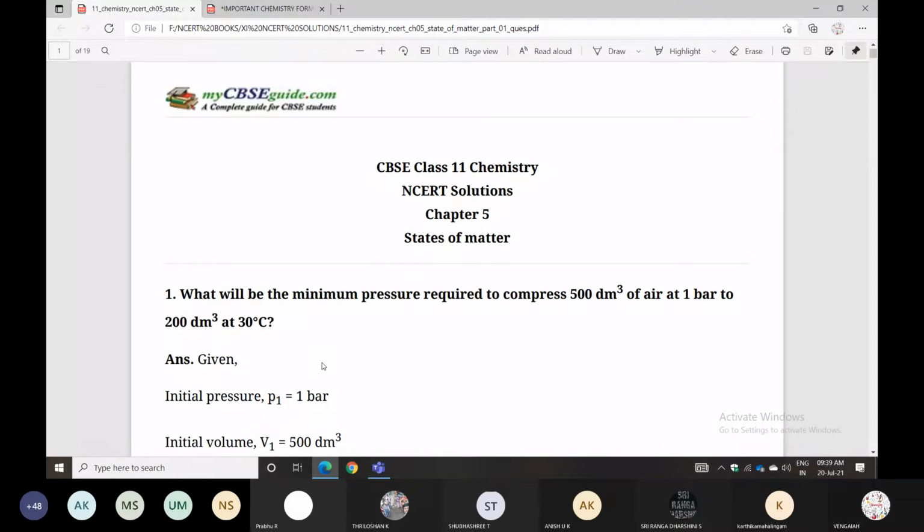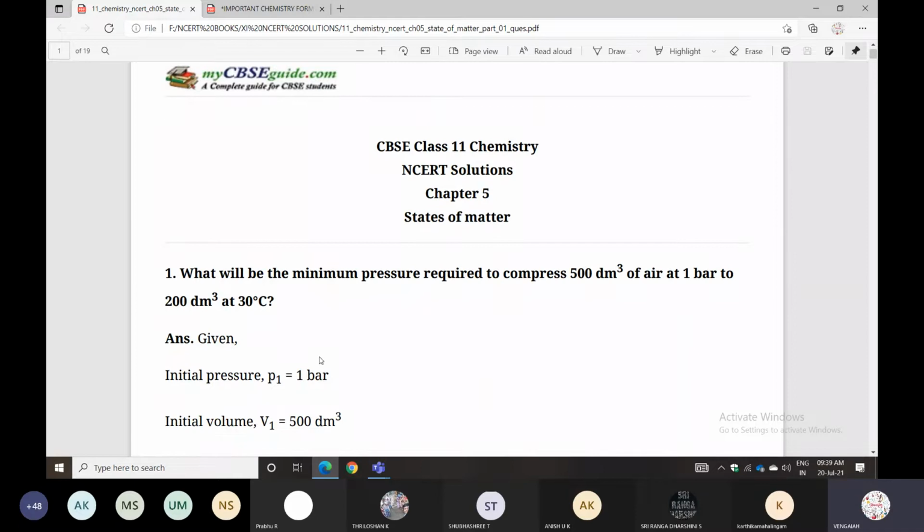So what will be the minimum pressure required to compress 500 dm cube of air at 1 bar to 200 dm cube at 30 degrees centigrade.